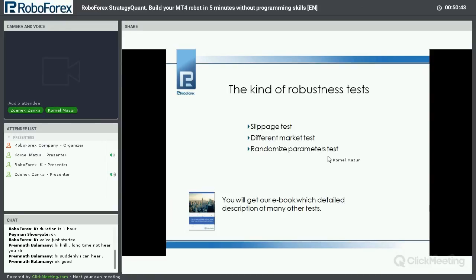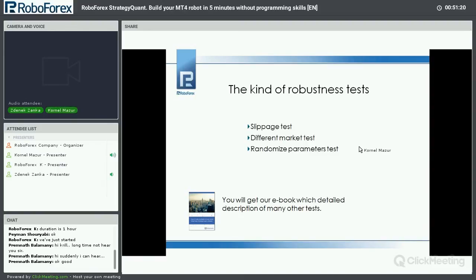And this is what this test is about: we can make 200 tests, and in every test we randomize this parameter. We simply choose a different value, and in the end we see how the strategy performs. And if it performs well even with different parameters, then again it gives us some confidence that this strategy has a higher probability of performing well also in the real market. And this is robustness testing.